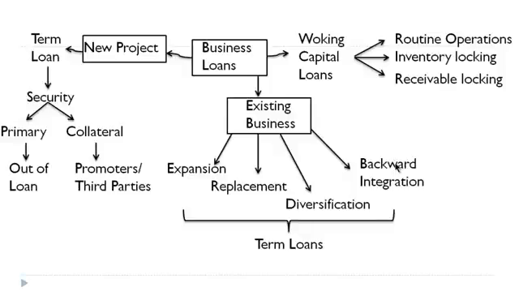So we have just understood that there are two kinds of loans. One is the term loan and the other one is the working capital loan. And term loan is available for both new projects as well as existing business projects, and working capital loan is basically for routine operations and the areas where funds have been locked, but that should have some backup security like inventory and receivables. That's why the more focus is on inventory and receivables and less on routine operations.